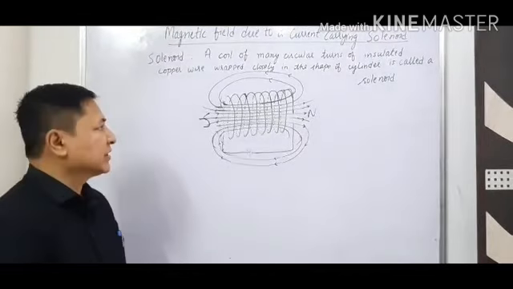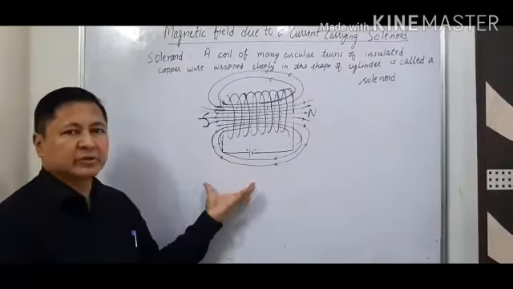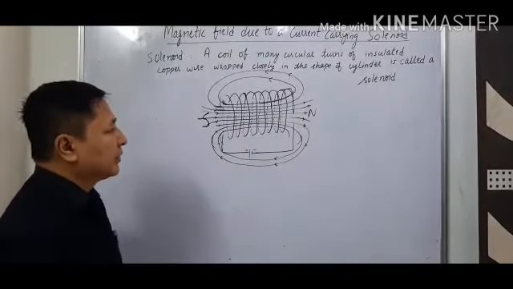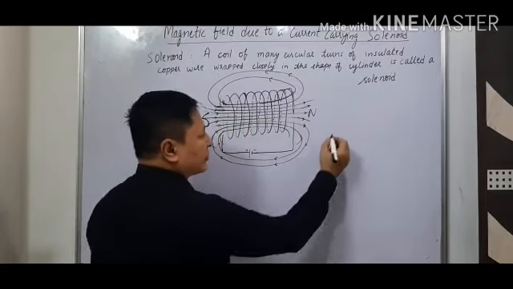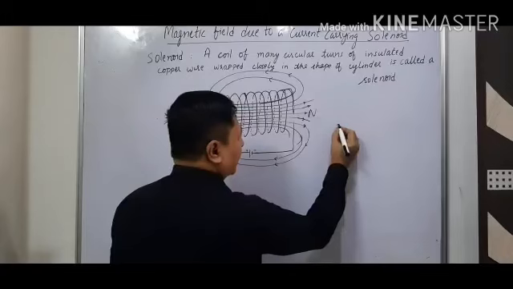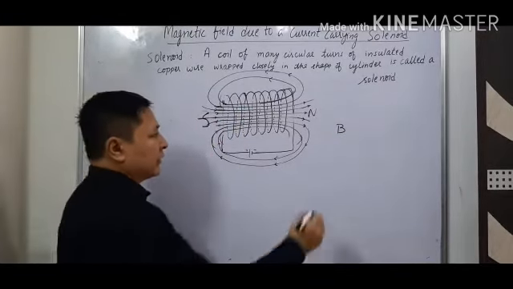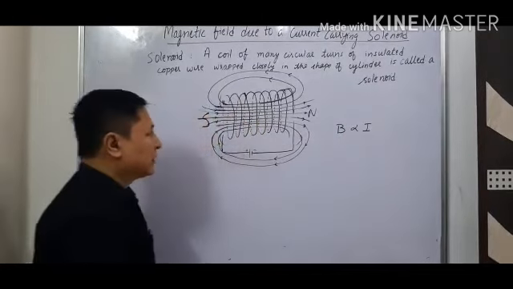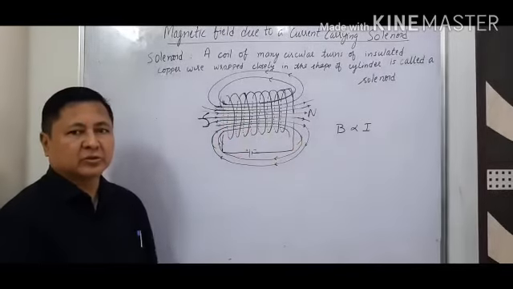Now let us discuss the magnitude of the magnetic field. On which factors does the magnitude of the magnetic field depend? The first thing that we see is that the magnetic field, denoted by the letter B, depends on the amount of current. It is directly proportional to the amount of current. So if you increase the amount of current, then the magnetic field will also increase.